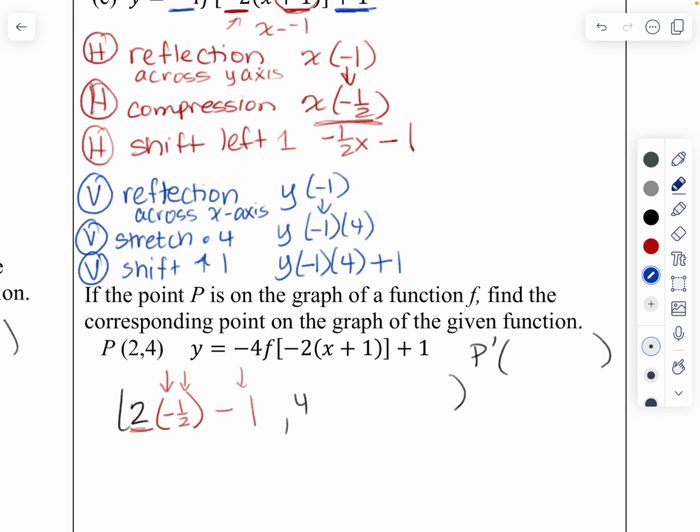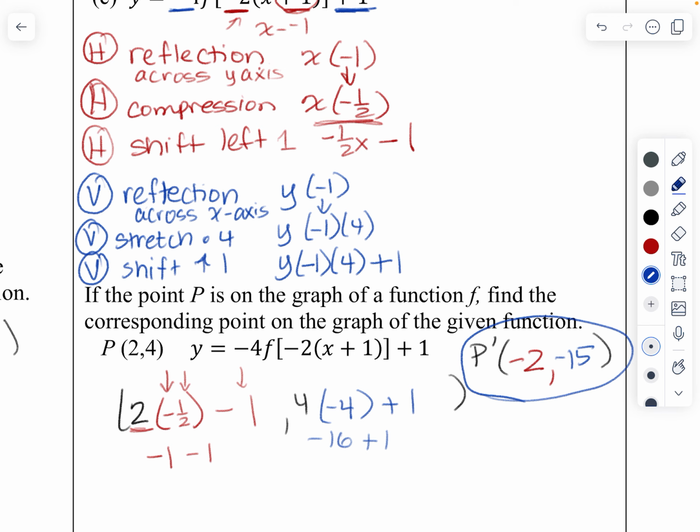Okay, so let's do that math. That would be negative 1 minus 1, so that would be negative 2. And then 4, which is our vertical starting point, we're going to multiply that times negative 4 and then add 1. So that's going to be negative 16 plus 1, negative 15. So the point 2, 4, when put through the transformations, the image of that point will be at negative 2, negative 15.